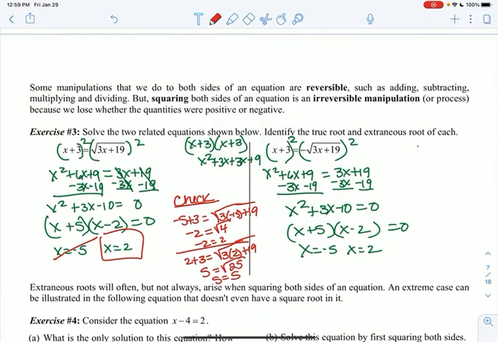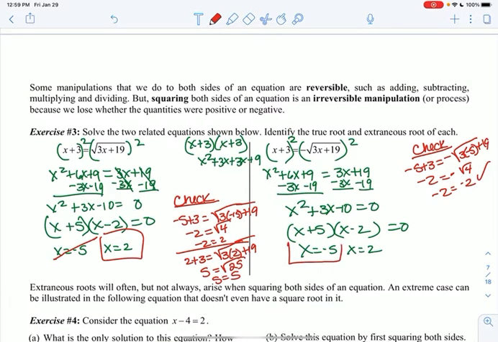But now when I go to check these, I'm going to check the negative 5. Negative 5 plus 3 equals negative square root of 3 times negative 5 plus 19. So on the left, I have negative 2. Negative 15 plus 19 is 4, but I have that negative sign in front of it. So you can see that this time the negative 5 works. And this time when I plug in 2, that is not going to work.